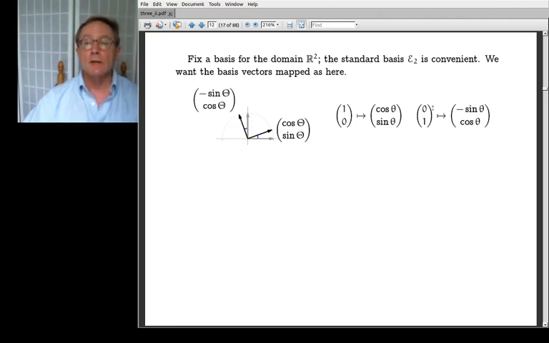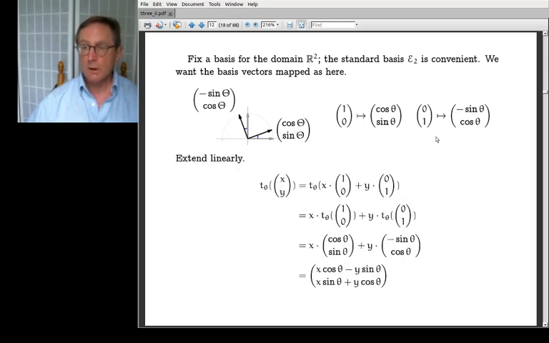that for an endpoint of that vector. The x component is clearly negative, right? Minus sine, cosine. So you figure out where the geometry tells you the basis goes, and you just extend linearly.